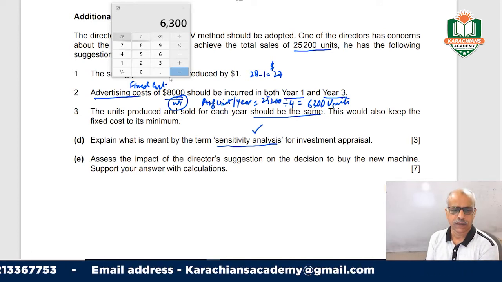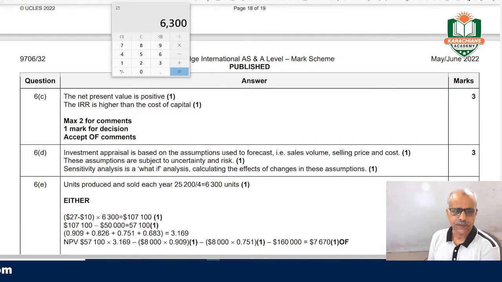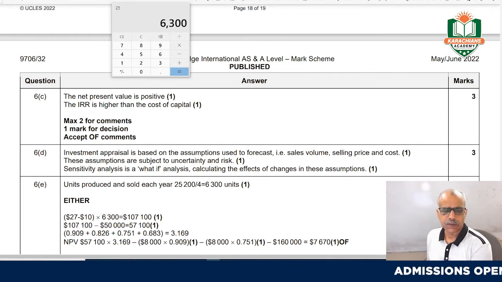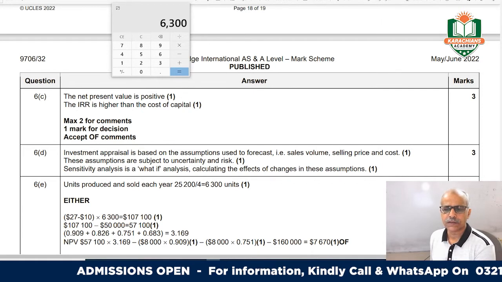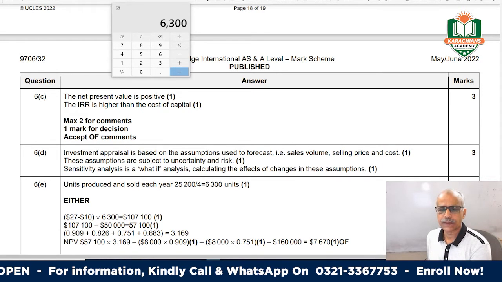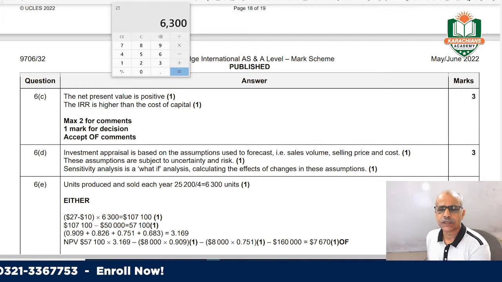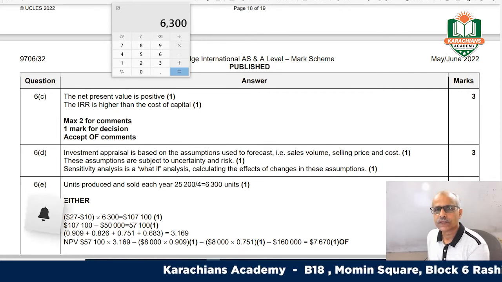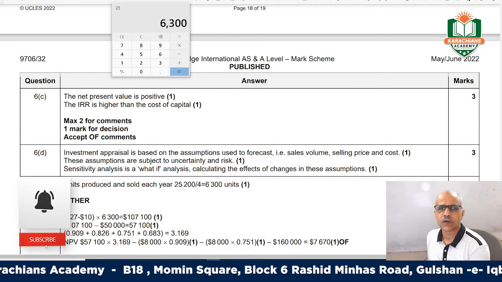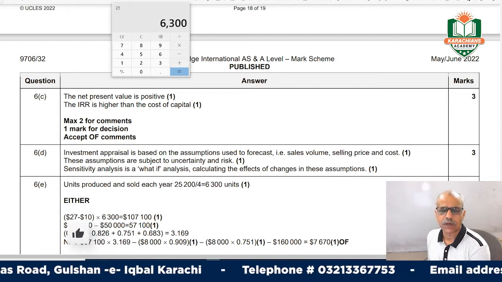So let's see what the marking scheme is saying here. We can look into the marking scheme. The marking scheme says investment appraisal is based on the assumptions used to forecast sales volume, selling price and cost. This is very much right, because sales volumes are based on certain assumptions that we will be getting so much market share, and the competitor is offering a product at this much sales price, so we can offer this much. All the sales forecasting is done based on certain forecasts. So in investment appraisal, the assumptions are subject to uncertainty and risk.